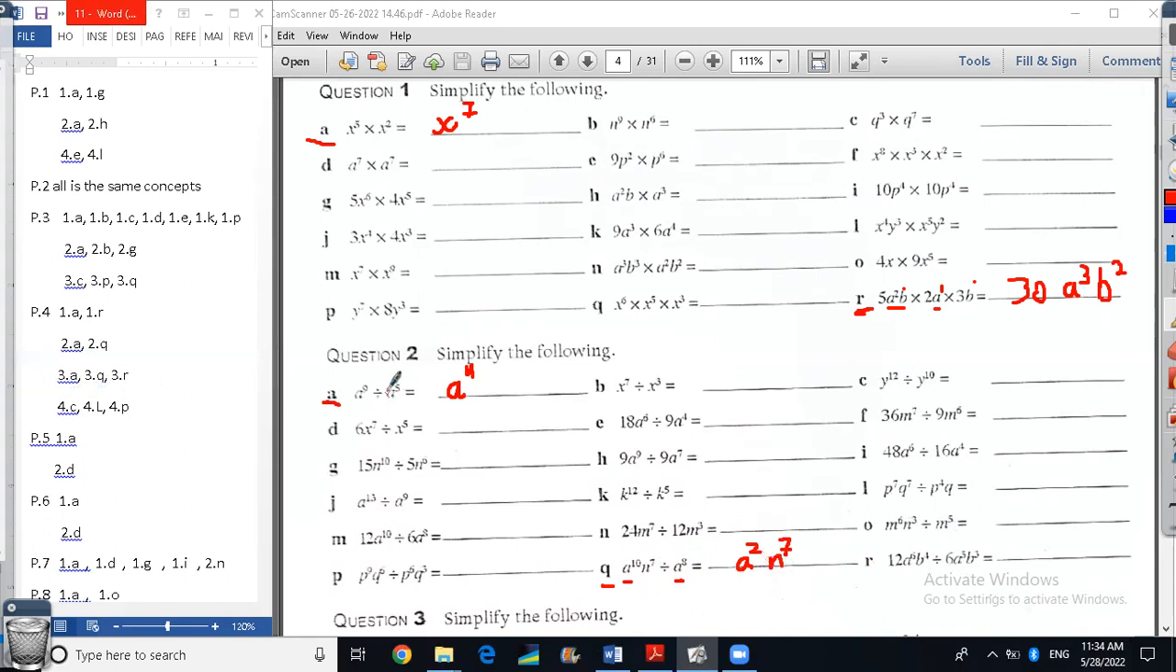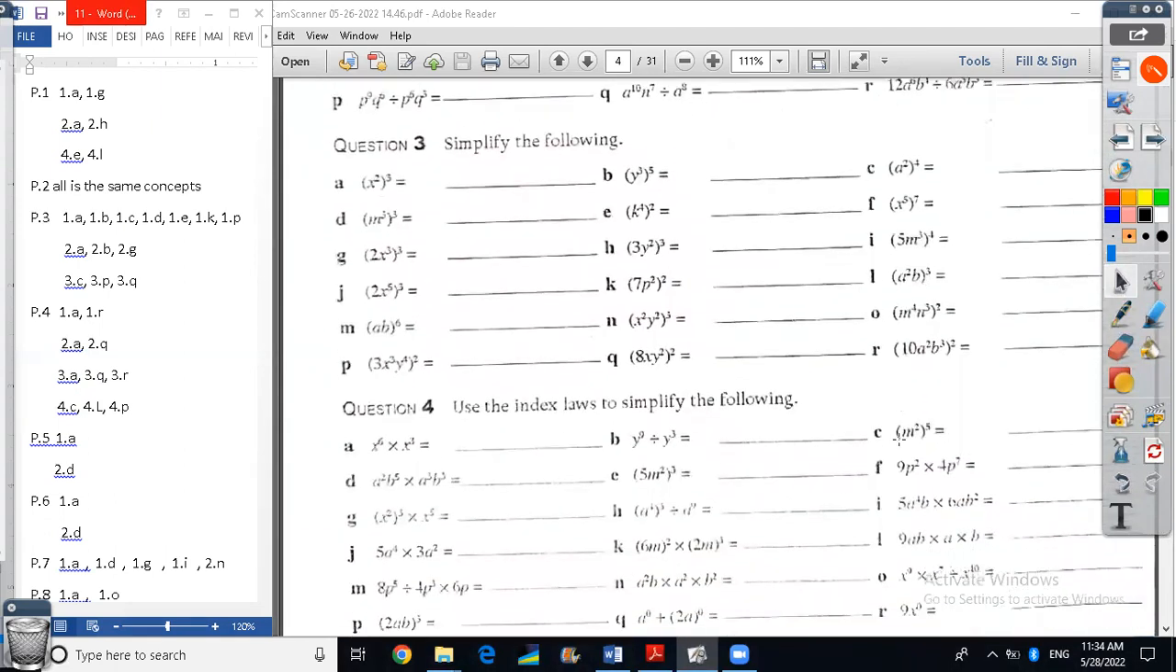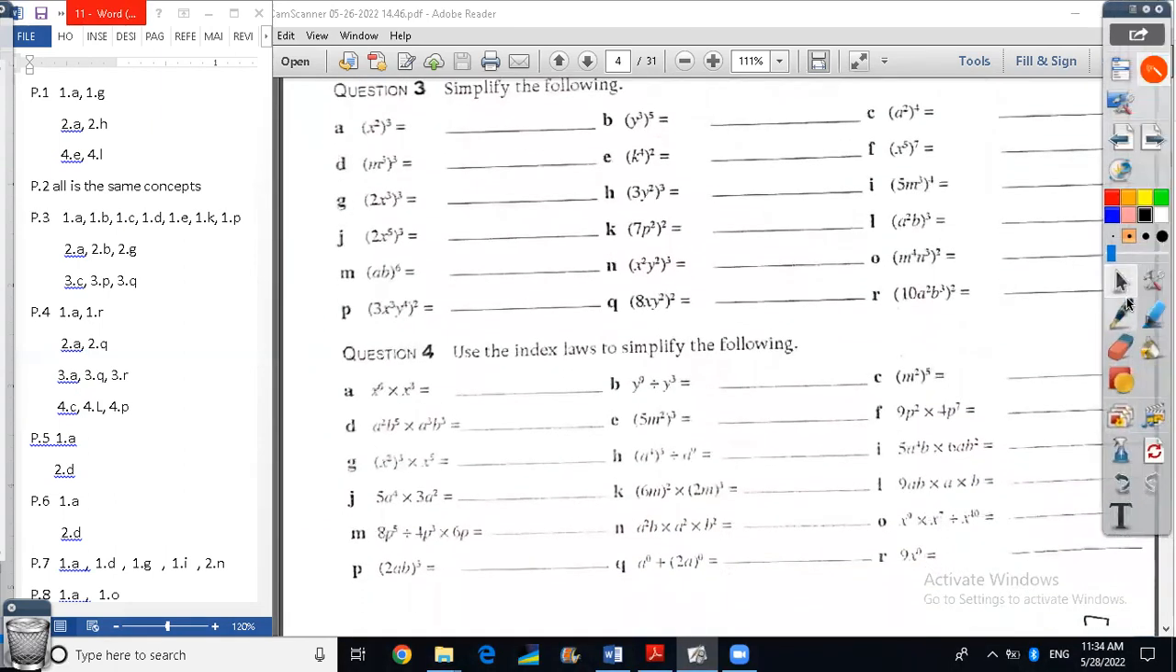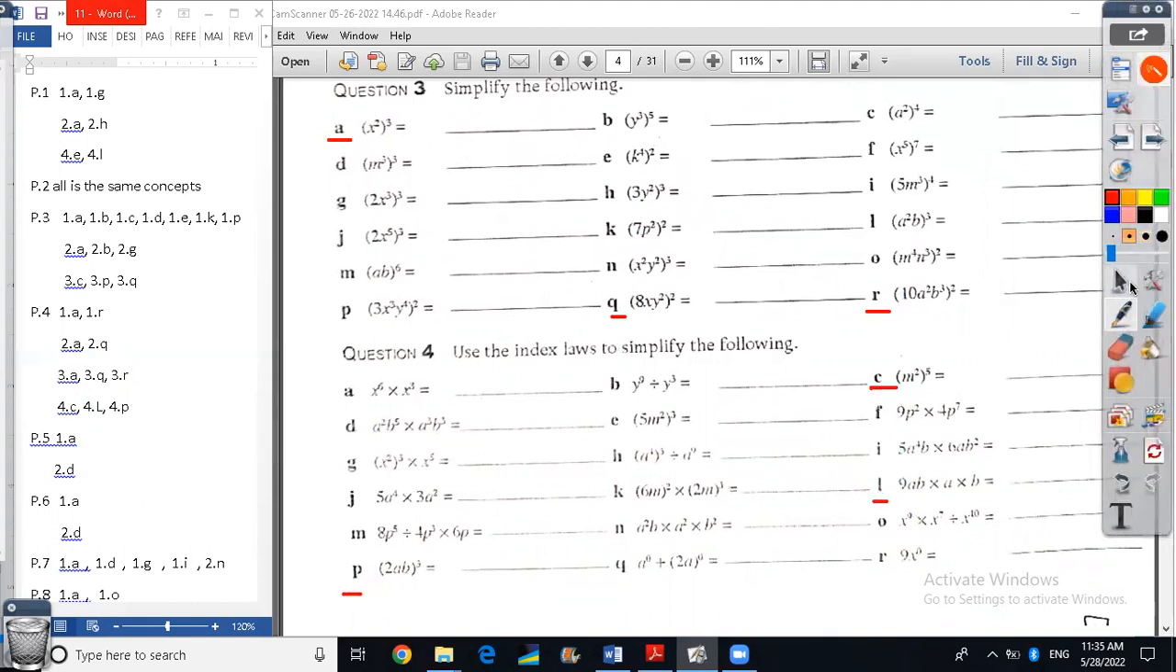Now let's go to question 3. All right, question 3. Let's go down there. And we're going to take question 3: A, Q, and R. And we have question 4: C, L, P. Let's do this.